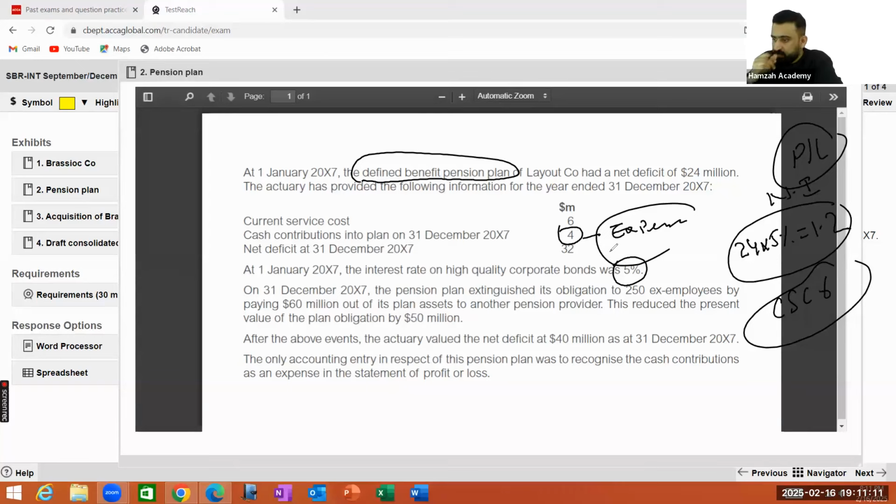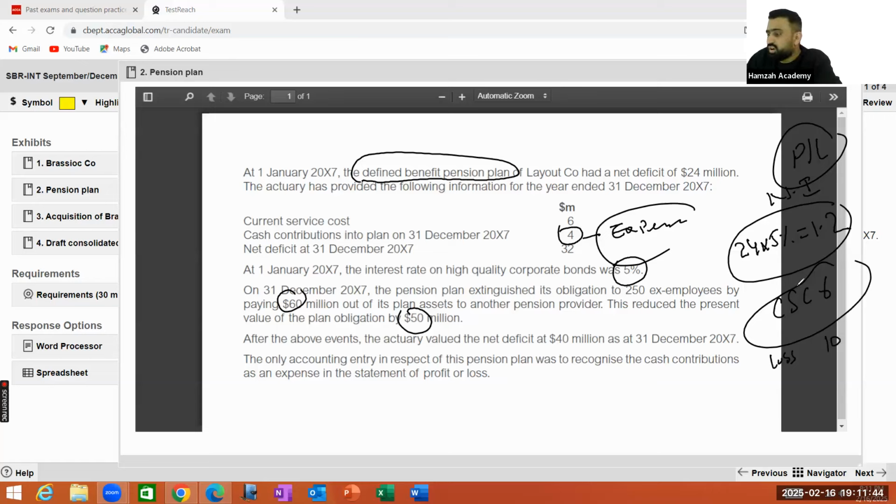Further, there is a settlement in which you have transferred a fund of 60 million for the ex-employees to another pension fund. But the value of the liability is reduced by just $50 million. So the value of the plan asset is decreased by 60, and the value of the obligation decreased by 50. So you have a loss of 10 million US dollars on this settlement. Now, this loss on settlement is also recorded as an expense in profit and loss account.